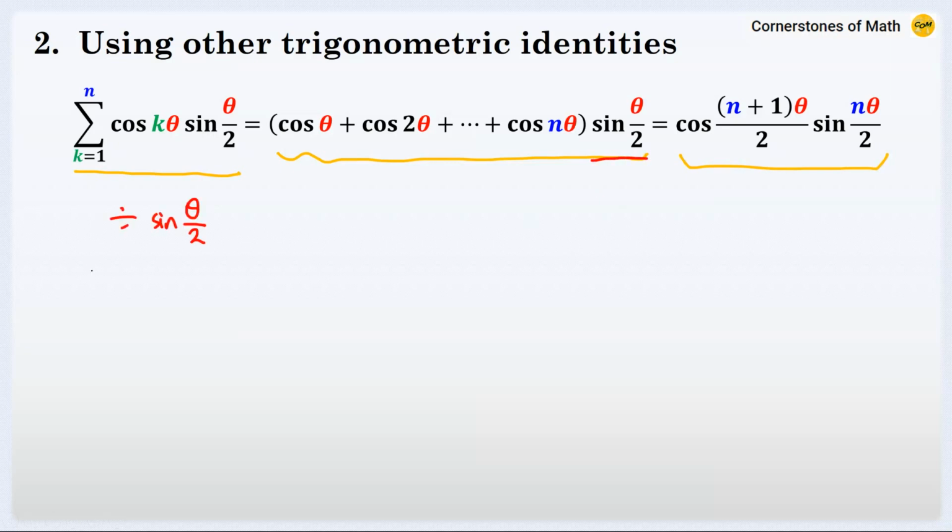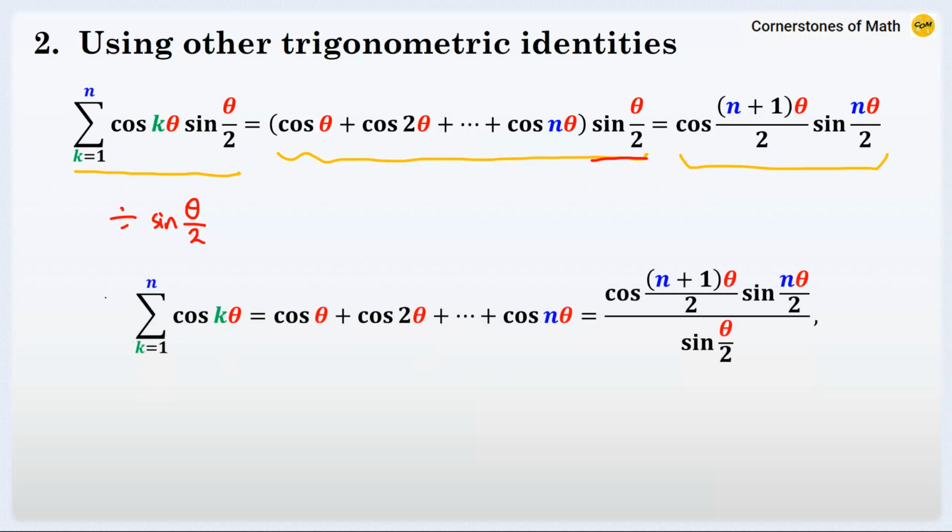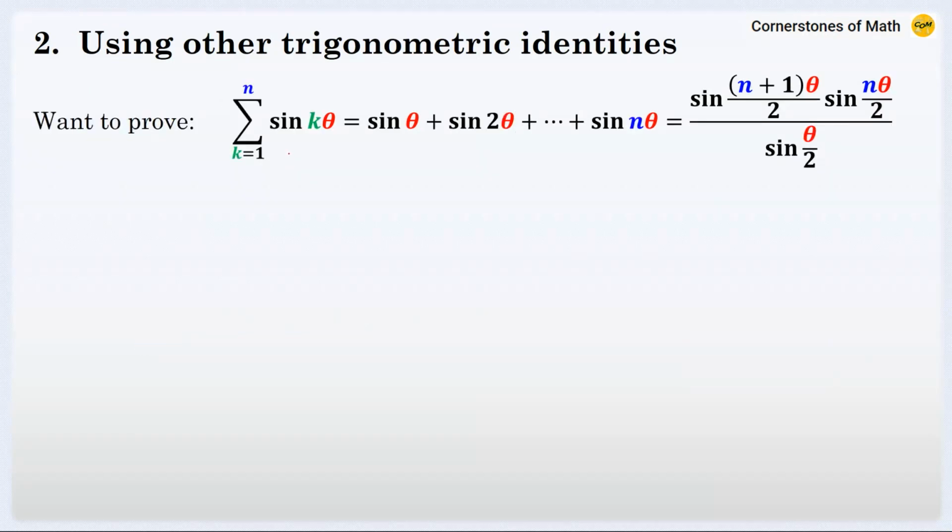So if we divide by sine theta over 2, we finally obtain the sum of cosine k theta, which is cosine (n plus 1) theta over 2 times sine n theta over 2 over sine theta over 2, which is the first identity we wanted to prove. And the second identity can be proved in a similar way.